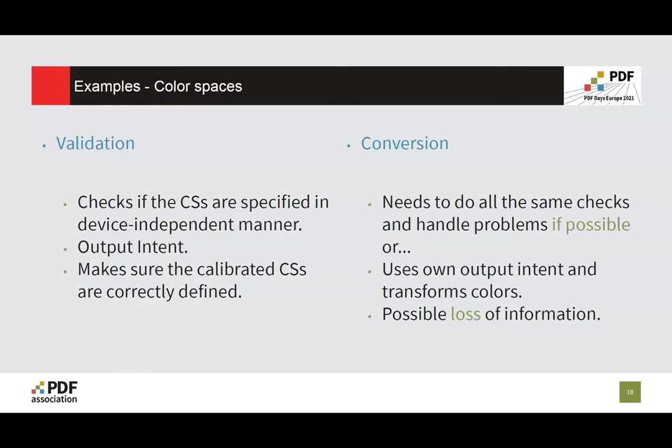Alternatively, if the precise color reproduction is not a priority for the document, we can simply use basic RGB output intent and transform the colors from the other color spaces. However, in rare cases, this approach might carry the risk of possible loss of information.